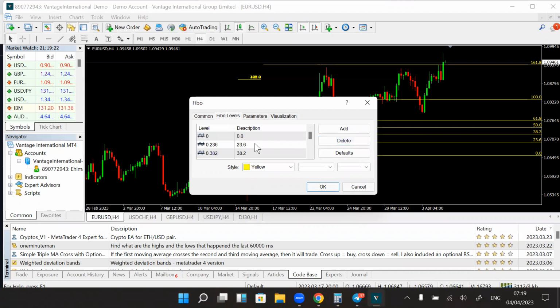So what we are going to do on Fib levels is we are going to delete some things. We'll delete 23.6. We click delete. 32.8, we'll click delete. All right, so we'll leave 0, we'll leave 50, we'll leave 61.8. So let's keep going. We'll leave 100, we'll delete 161.8, we'll delete that one. We'll see 261.8, we'll delete that one. We'll see 423.6, we'll delete that one as well. Okay, so what do we have now? We have 0, we have 50.0, we have 61.8, and then we have 100. So we click on OK.